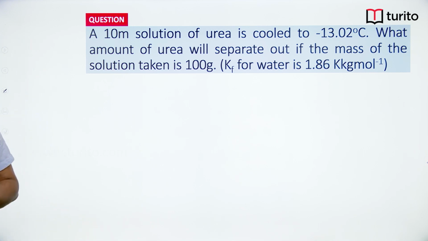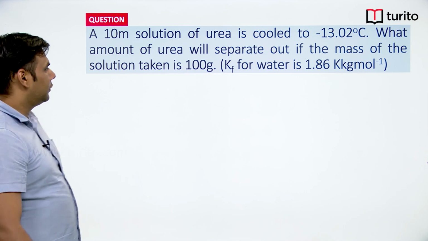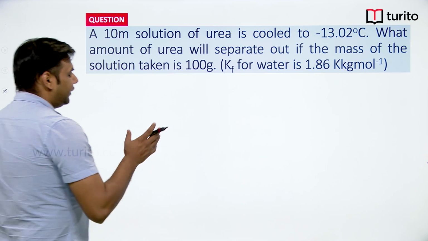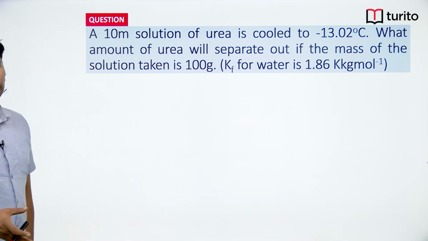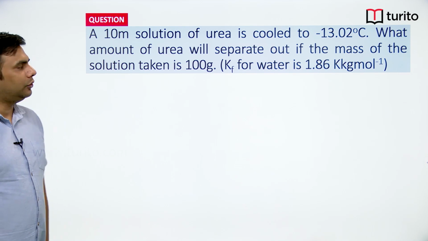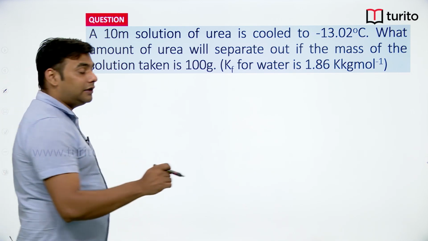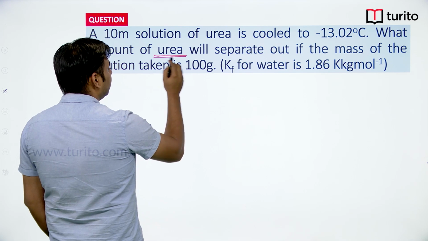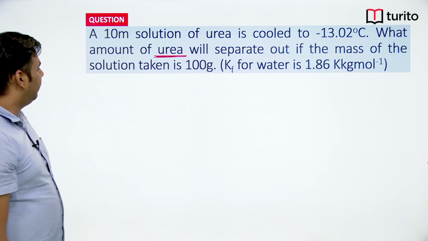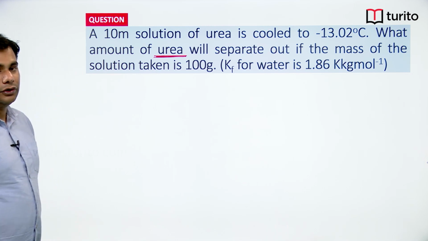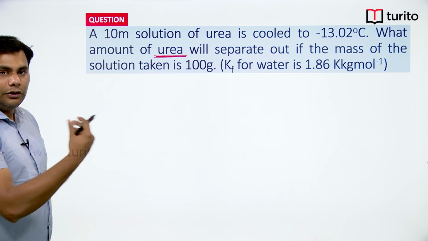This says that a 10 molar solution of urea is cooled to minus 13.0 degrees Celsius. What amount of urea will separate out if the mass of solution taken is 100 gram? Just try to attempt it now. I hope the question is clear to you. We have a 10 molar solution of urea which is cooled to minus 13.02 degrees Celsius. What amount of urea will separate out? In this question, urea is getting separated out, so here we have to consider that the solute is getting separated out.